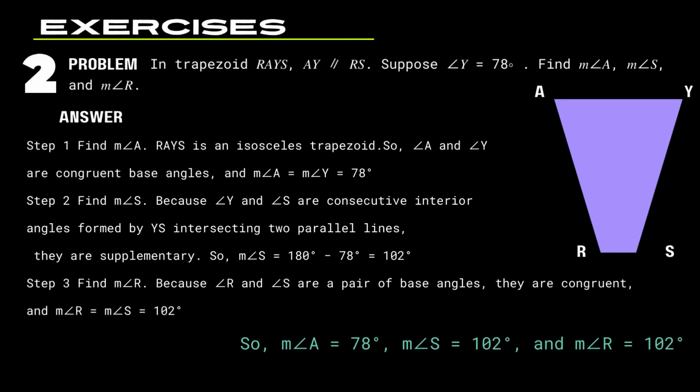Now, we head to solving for the measurement of angle R. So here, we know that angle R and angle S are a pair of base angles. Thus, they are congruent by isosceles trapezoid theorem 1 that states base angles of an isosceles trapezoid are congruent. Therefore, the measurement of angle R is equal to the measurement of angle S, that is equal to 102 degrees. And there we go. Angle R found. And problem number 2 solved.